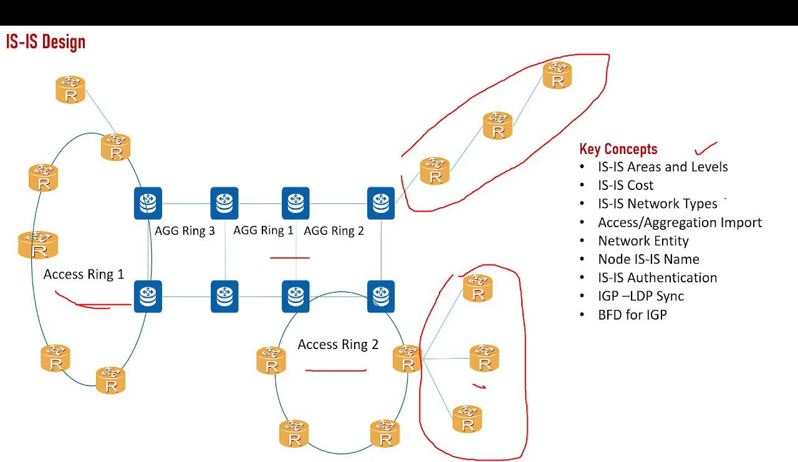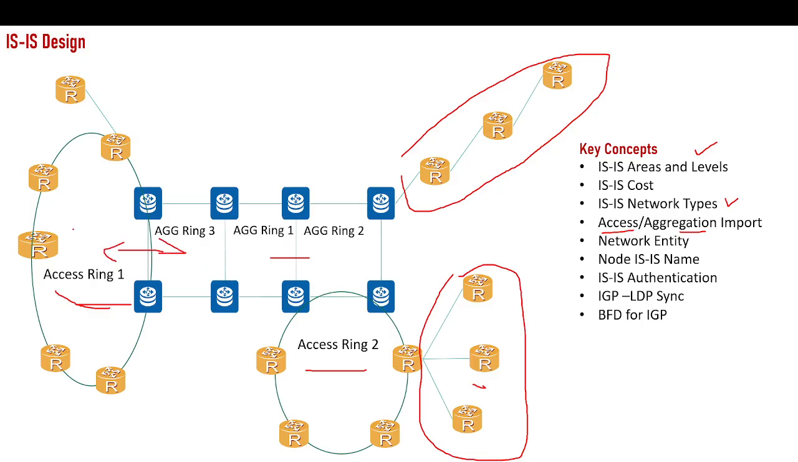Another thing that you also need to have in mind is ISIS network types. So which network type are you configuring on your ISIS network? That is something that you need to have in mind. And once you've segmented your network into access and aggregation, you also need to ensure that these two processes can interact.